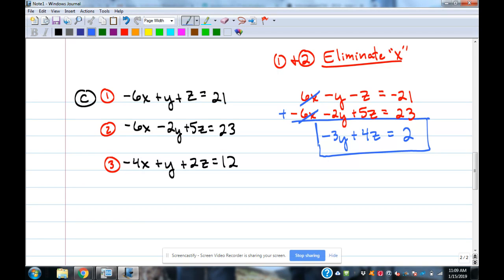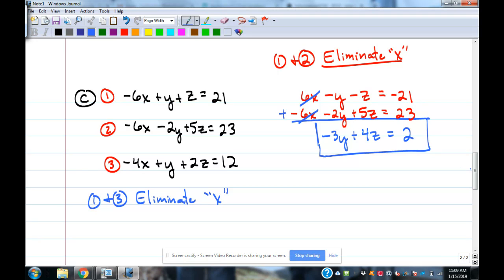1 and 3 looks fine to me. It really doesn't matter. It's about the same either way. So if we put 1 and 3 together, we're again going to eliminate the same variable, x. When you're doing a three variable system, the first two steps, you've got to eliminate the same variable. If everybody has all three variables, you've got to eliminate the same variable twice. Okay? So we're taking 1 and 3 and doing that.